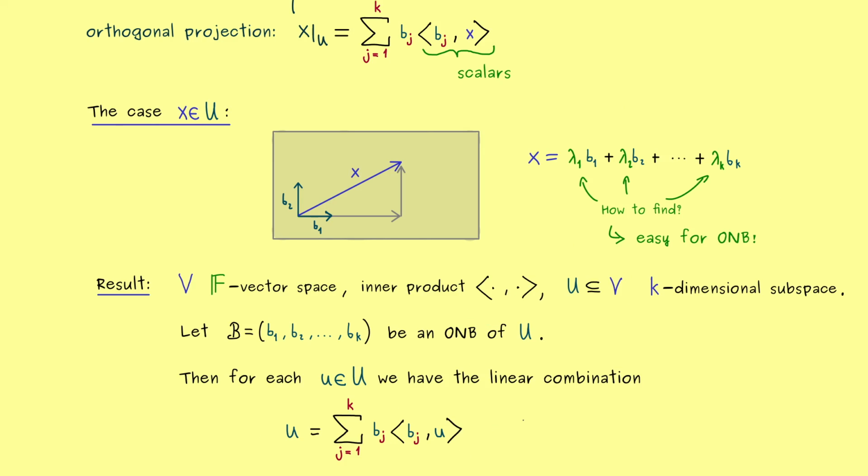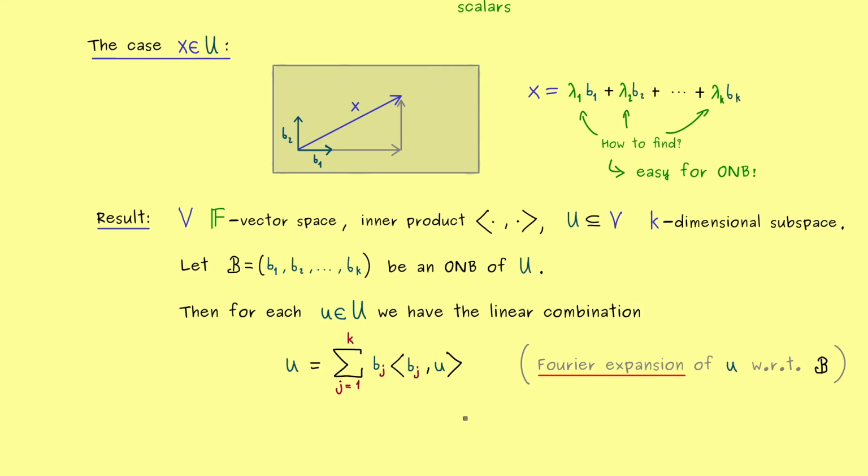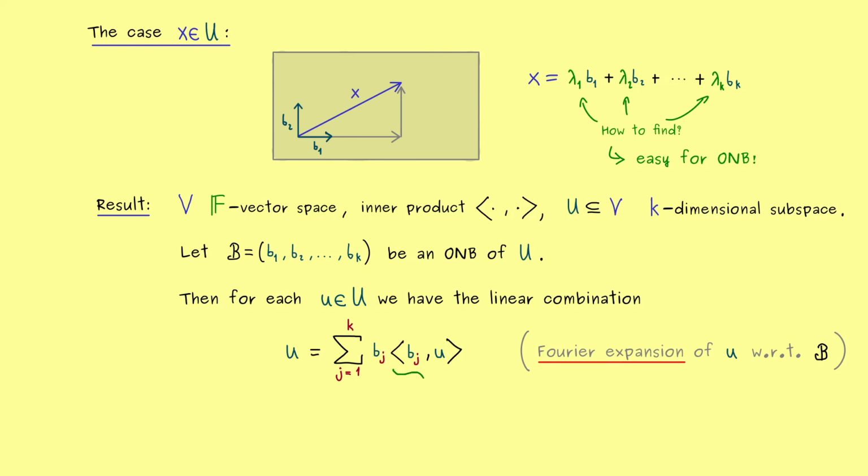And this is so nice that sometimes this linear combination gets a special name. It's called the Fourier expansion of u with respect to the orthonormal basis B. Often, the name Fourier is used in a very special context, but it can also be used for this general formula. And in this case, the scalars from the field F are called the Fourier coefficients. So please don't forget, we either have real numbers or complex numbers. Okay, then I would say we are ready to look at an important example for these Fourier coefficients.